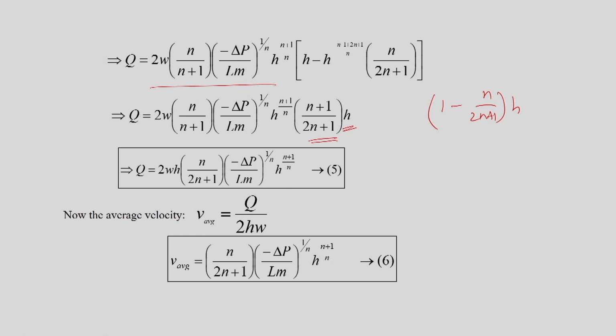So, once you have the volumetric flow rate, you can find out the average velocity using this expression, that is, the volumetric flow rate divided by the cross-section area through which the fluid is flowing. So, that is 2hw.